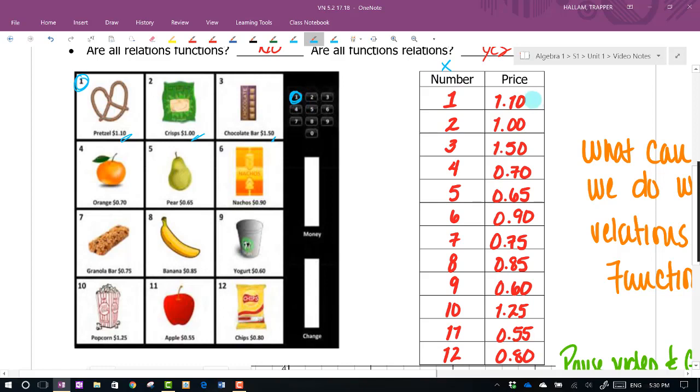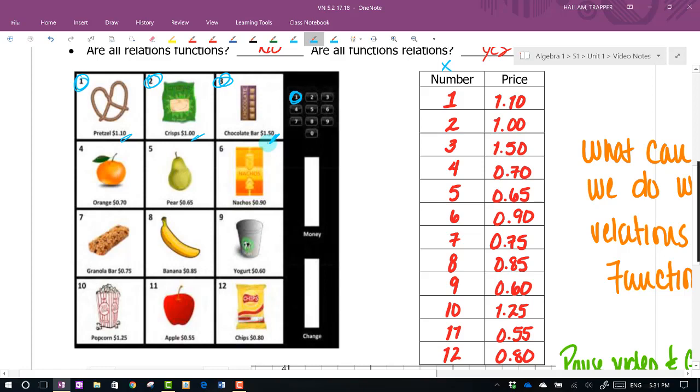But this time, instead of worrying about getting pretzels, we're going to see what price comes out. We're going to look for a relationship. So I get $1.10 out. If I press 2, 2 goes here as my input. My output then is going to cost me $1. If I press 3, 3 goes here. That's my input. My output then costs me $1.50 according to this one. So fill out that chart the rest of the way.